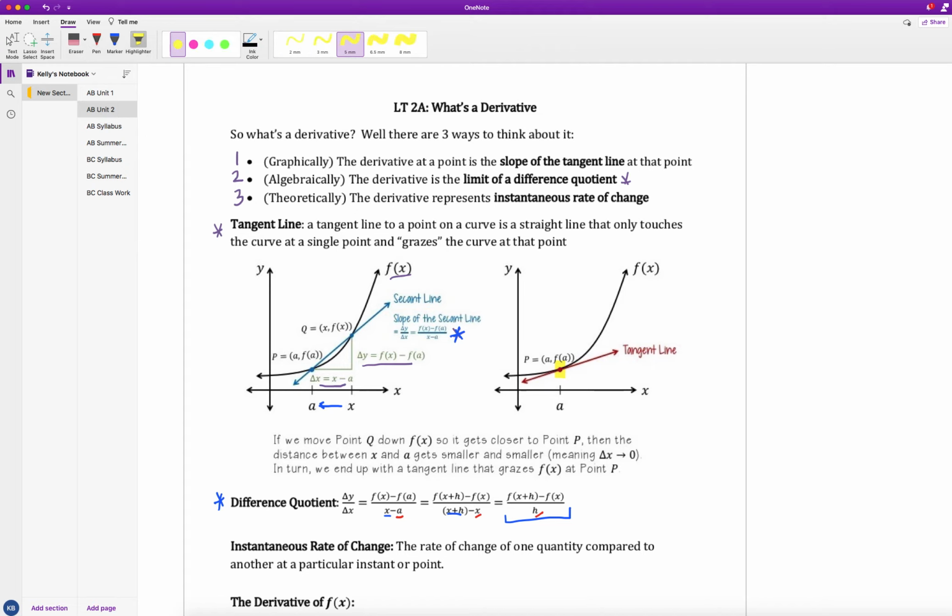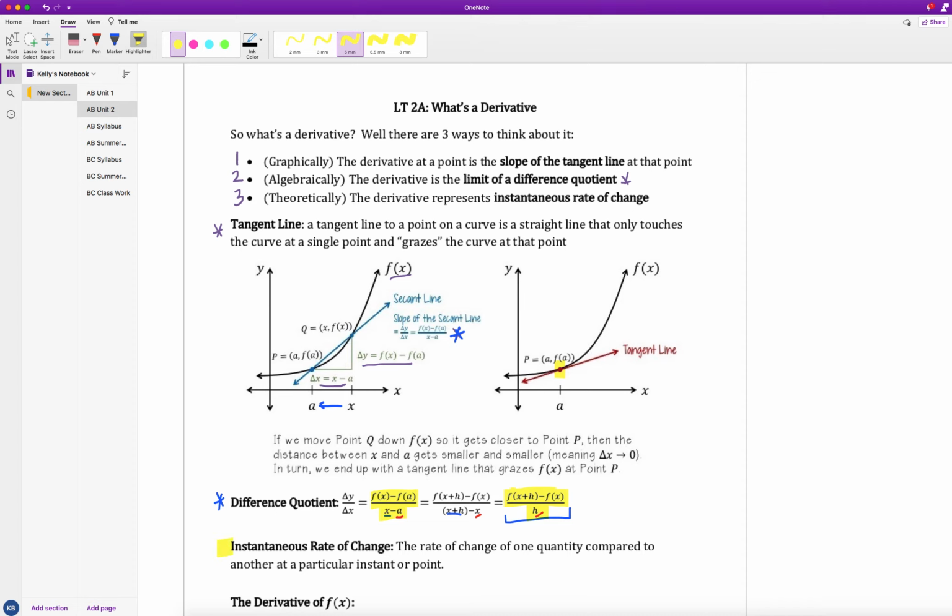These two forms here of the difference quotient are used most often in a calculus course. We've seen this f of x plus h minus f of x over h difference quotient, and then we also have this standard slope of f of x minus f of a over x minus a.